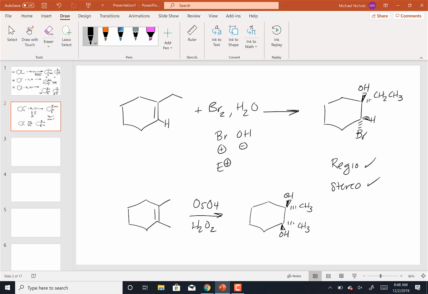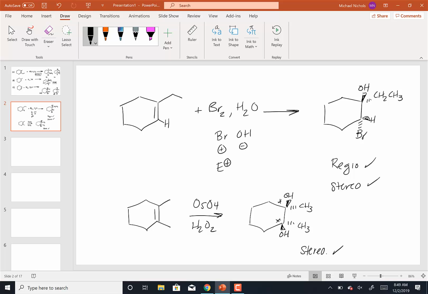Did I make two chiral centers in that major product? I did. So is this regioselective? No. Is it stereoselective? Yes. This is stereoselective. For the problem above that one, isn't Br2 a symmetrical reagent?